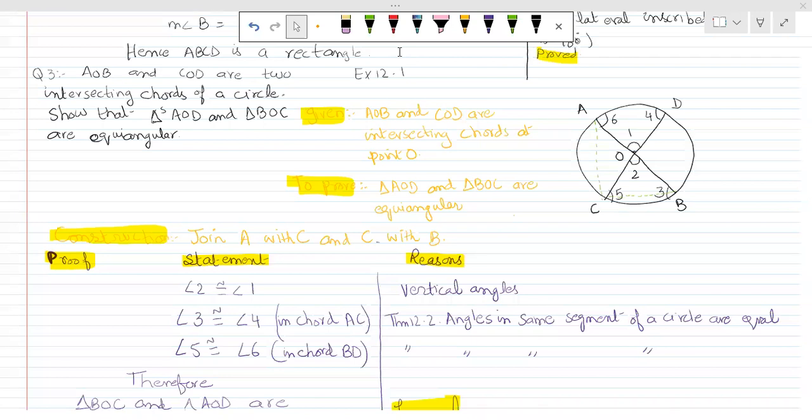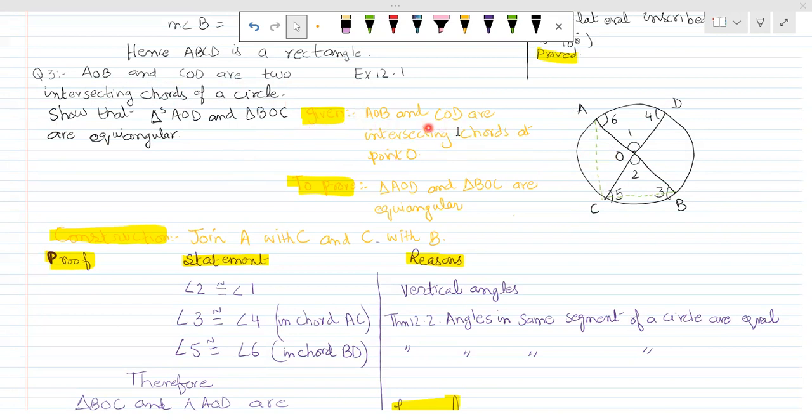Now let's see question number 3. In this question we are given that AOB and COD are two intersecting chords of a circle. So here we can see AOB and COD are the intersecting chords, intersecting at point O. We have to show that these two triangles, AOD and BOC, are equiangular, meaning all their three corresponding angles are equal to each other.